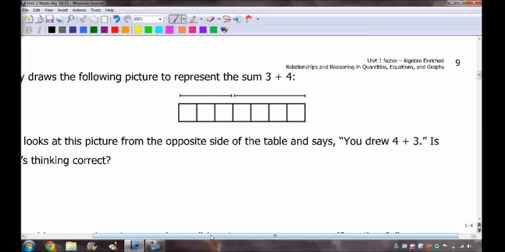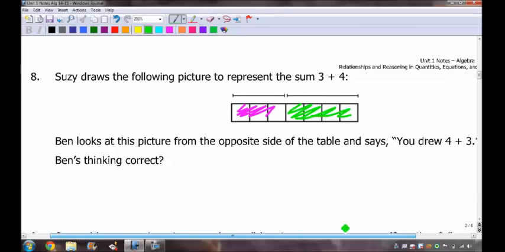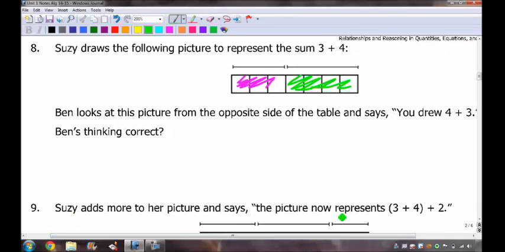All right, so now that's the distributive property. We're going to talk about something a little bit different now. Number 8, Susie draws the following picture to represent the sum 3 plus 4. So here's our 3, and then here are our 4, right here. Okay? And then Ben looks at this picture from the opposite side of the table and says, you drew 4 plus 3. Is Ben's thinking correct? So is Ben allowed to say that it's 4 plus 3 and not 3 plus 4? Absolutely. So yes, his thinking is correct.